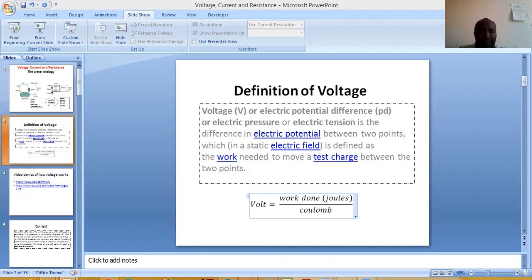Now, voltage is also referred to as electric potential difference, or sometimes it is referred to as electric pressure or electric tension. So those are a few terms used to refer to voltage.